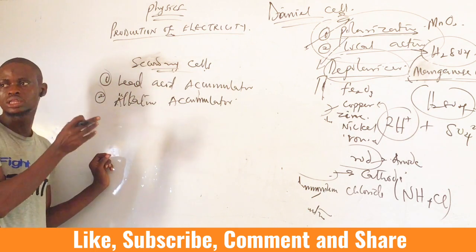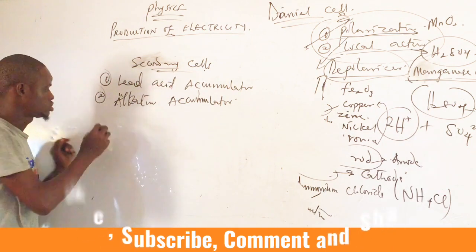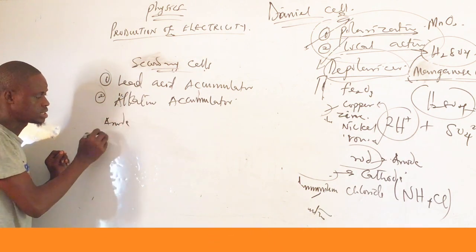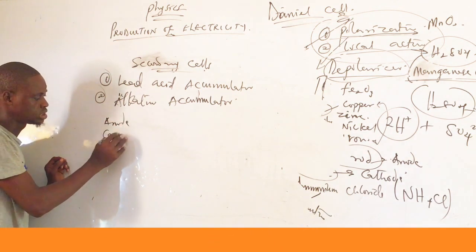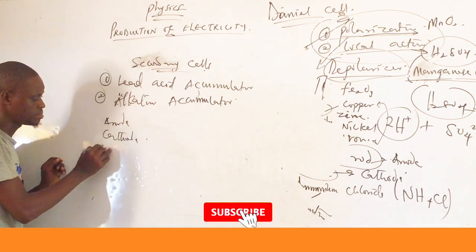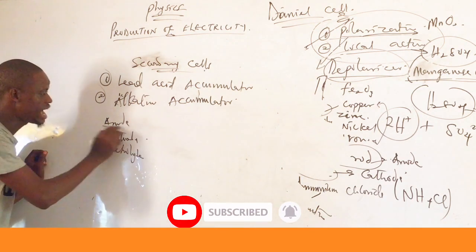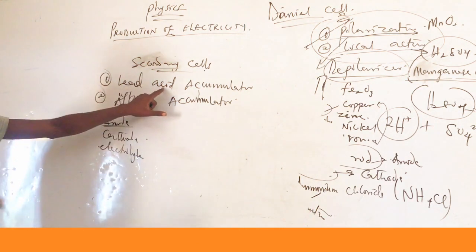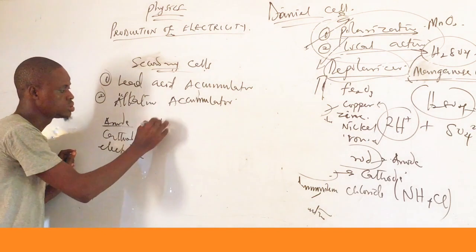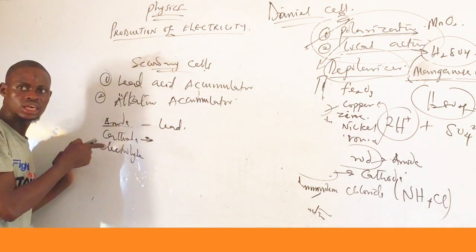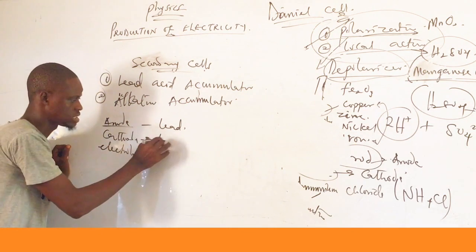Now, what are the major things found in secondary cells? We'll talk about their anode and what? Cathode, and the electrolytes that can be used. Now, for the lead acid accumulator, lead is used as the anode, while the cathode is made of lead oxide.